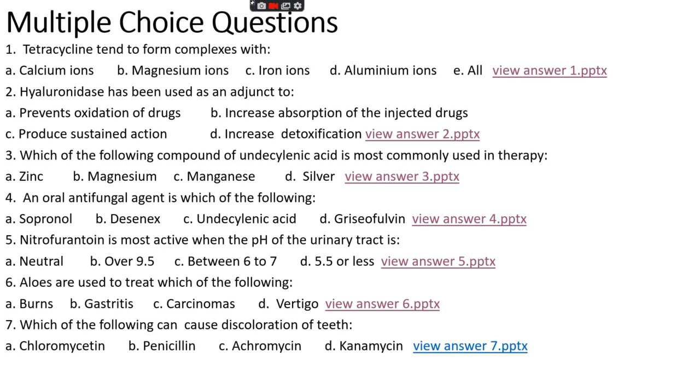Question number seven. Which of the following can cause a discoloration of teeth? Option A, chloromycetin; option B, penicillin; option C, acromycin; option D, kanamycin. The right answer is option C, that is acromycin.